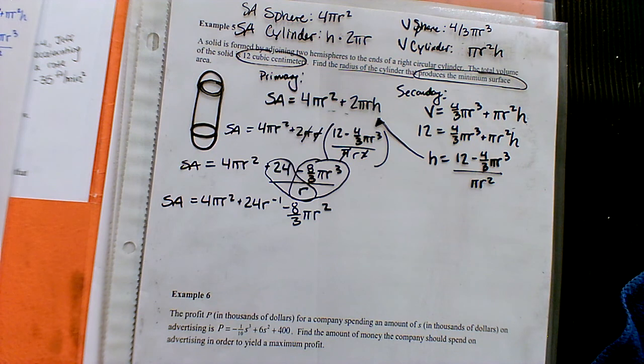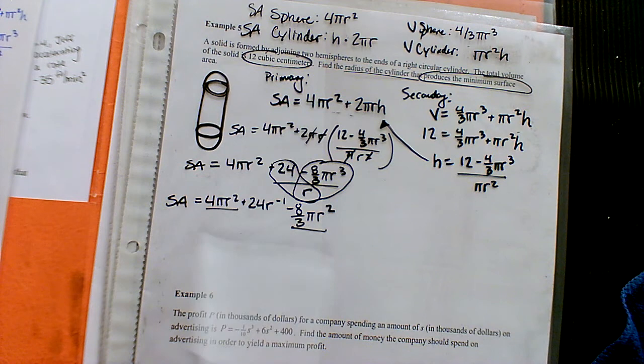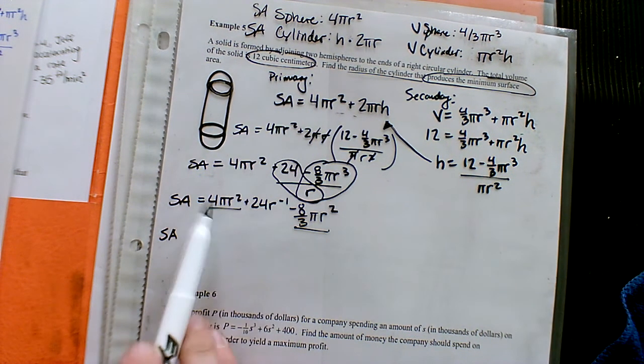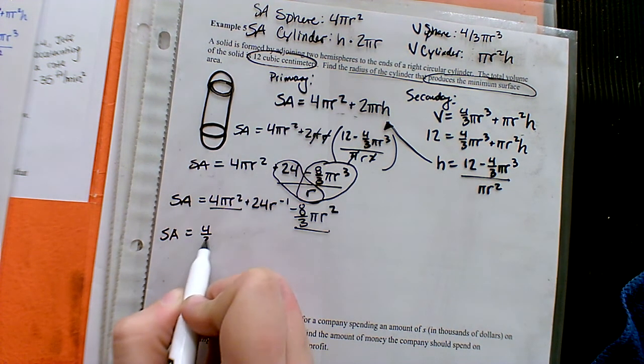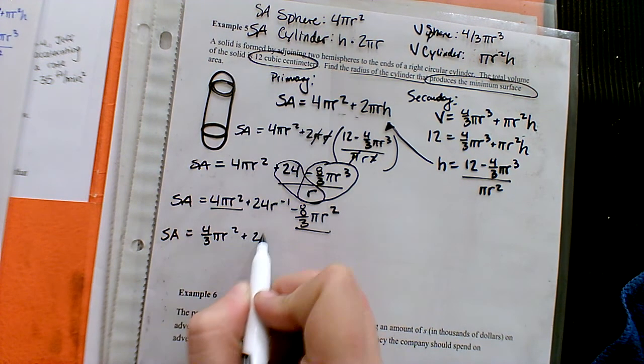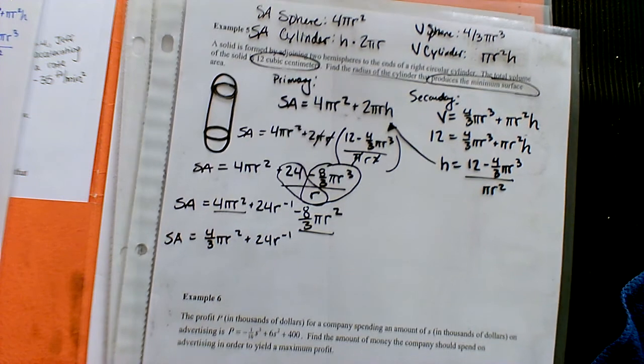You want to keep simplifying or derivative time? We could, okay. If you want to keep simplifying though, we do have like terms here. They both have a pi, they both have an r squared. Let's see, we can change this into 12 over 3, so they have a common denominator. And then 12 minus 8 would be 4. So 4/3 pi r squared plus 24 r to the negative first. That's probably as good as we're going to get it.